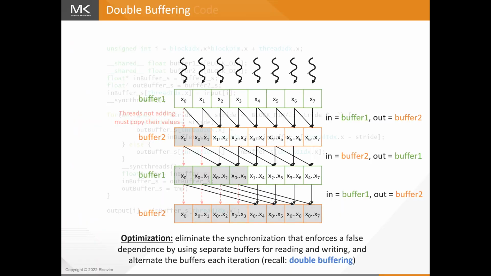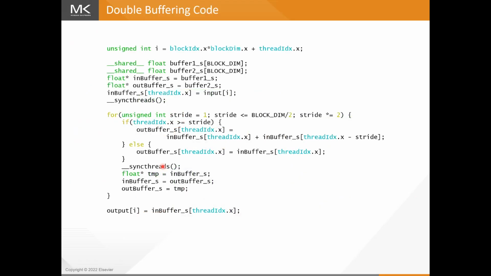Okay, great. And this here is the code that we just wrote. As you can see, we got rid of the false dependence, but we're still synchronizing every iteration. So you can tell that in this code, probably the most expensive part is the synchronization and also these shared memory accesses. So what can we do to further reduce the amount of synchronization that we do?